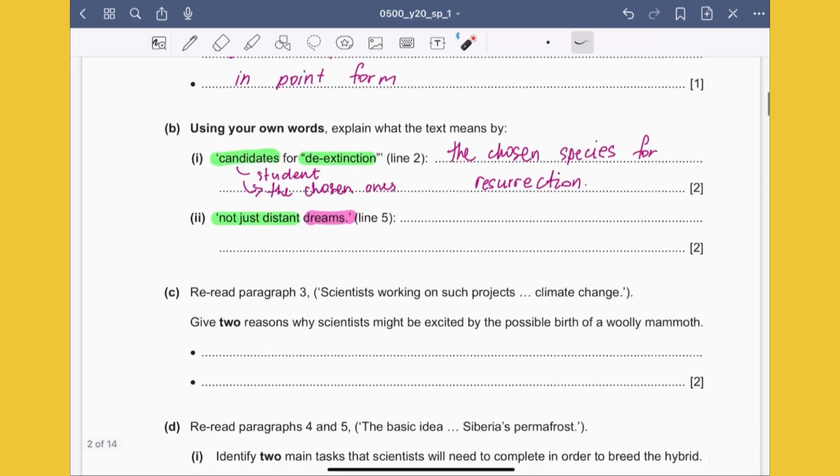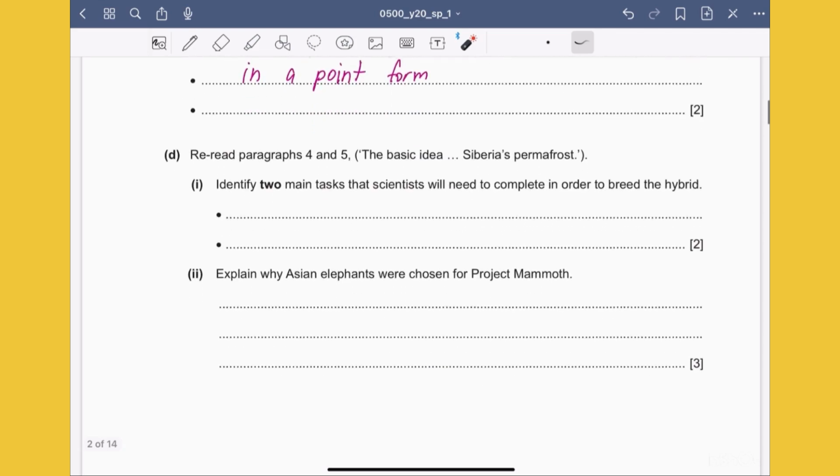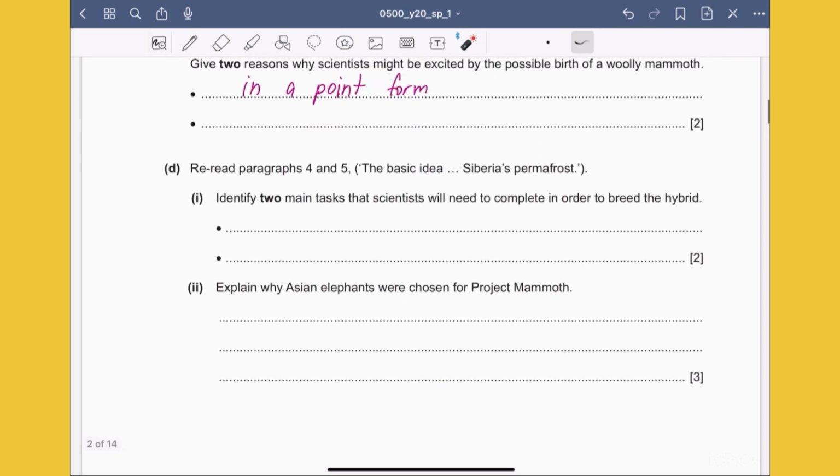For question 1C, again, pay attention that it's a bullet point answer. So that means you only need to write in point form. And here you will get 2 marks for 2 separate points. If you're only able to find 1 point, you will only get 1 mark for this question.